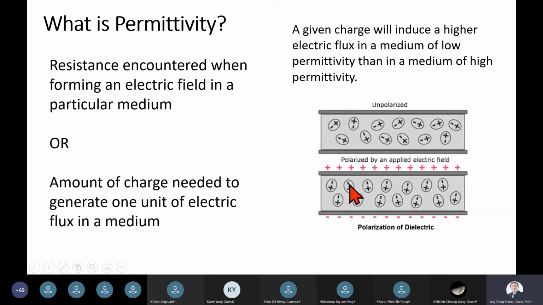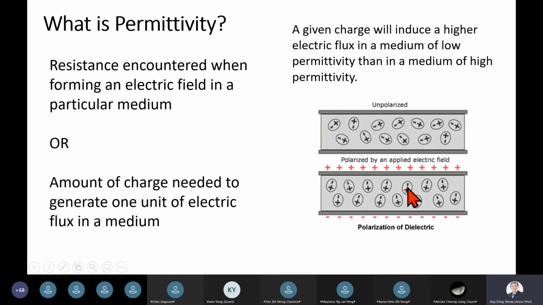If the material is very polarizable, in other words, it has a high concentration of dipoles, there will be a strong resistance presented by the dipoles to the applied electric field, causing the net electric field to be smaller than the applied electric field. That's why permittivity is defined as the resistance encountered when trying to form an electric field in a particular medium. So this is the concept of permittivity.